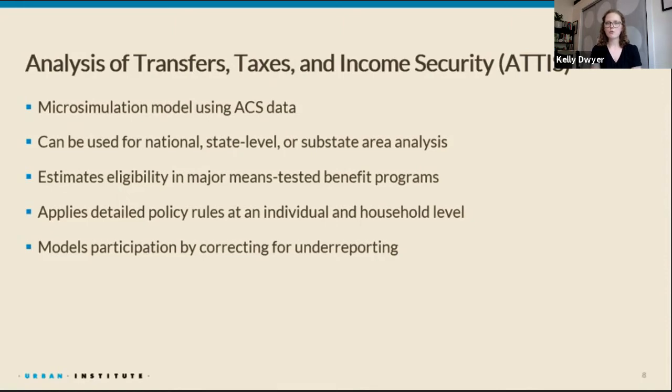The model goes through the ACS data and applies really specific program rules at an individual and household level to determine if a family is eligible for a program. And then if it seems like the family or individual would participate in the program, we model them as participating.